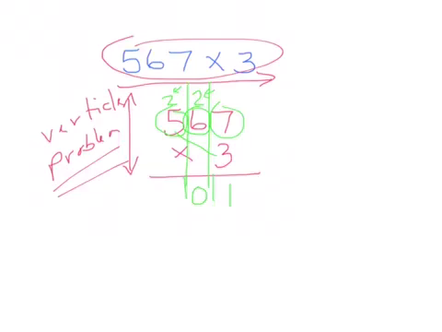Go ahead, Will. 15 times 2? We don't multiply. We just add the 2 to the 15. Oh, that would be 17. Yes, and the 17 goes down there because there's no more to be done. So my answer becomes 1,701.